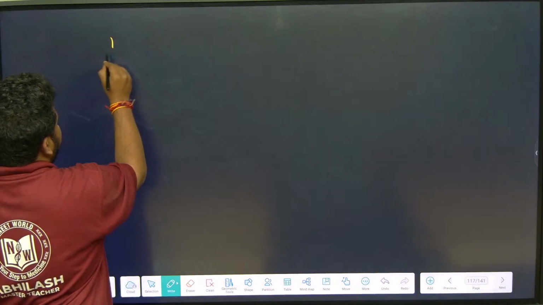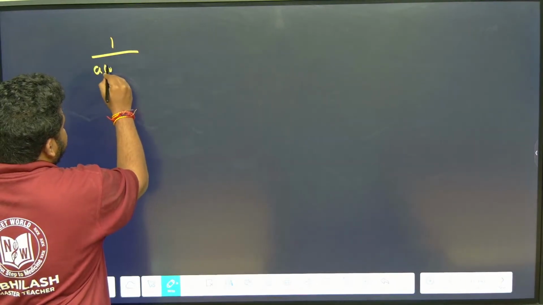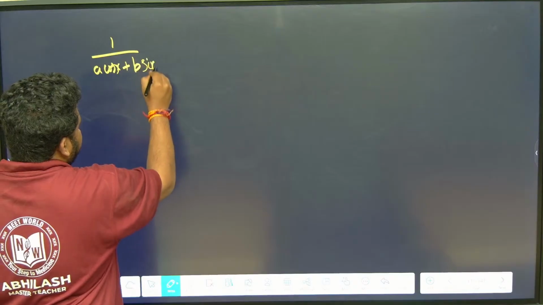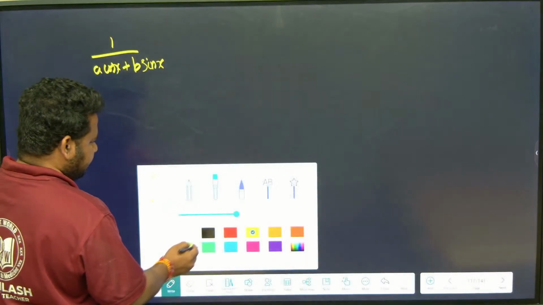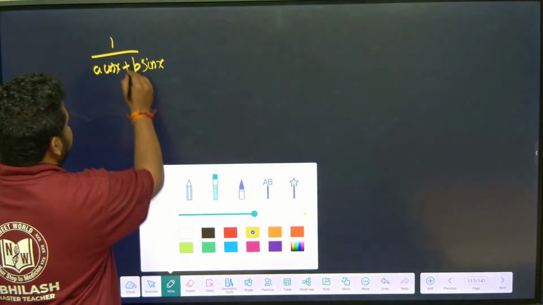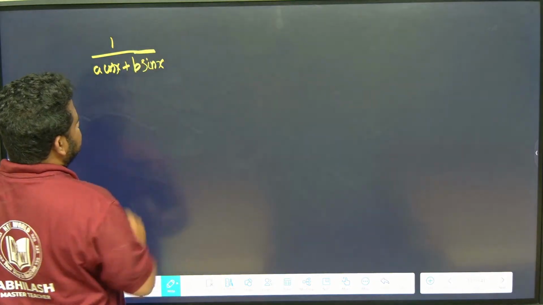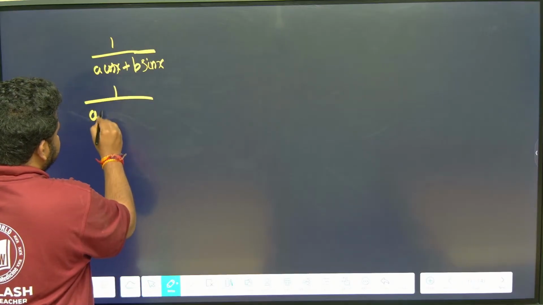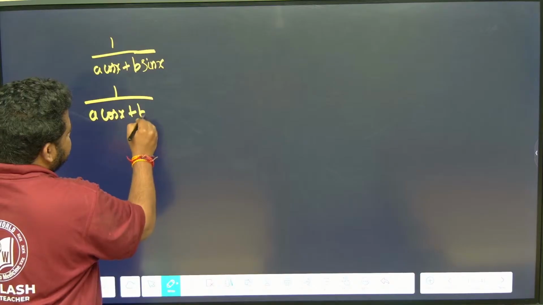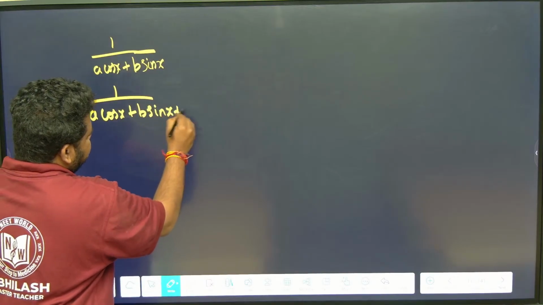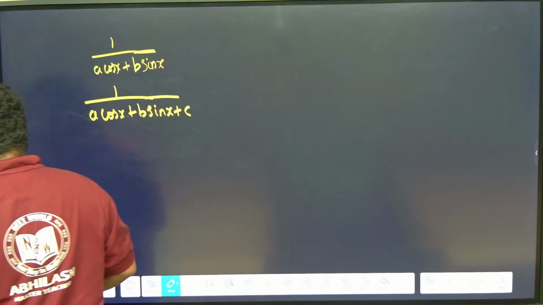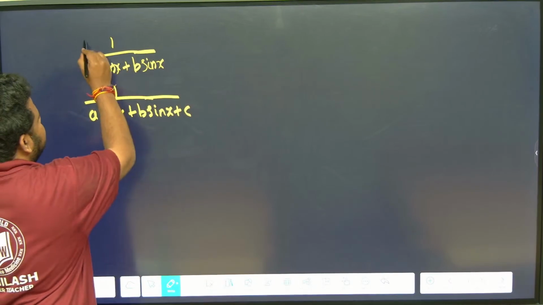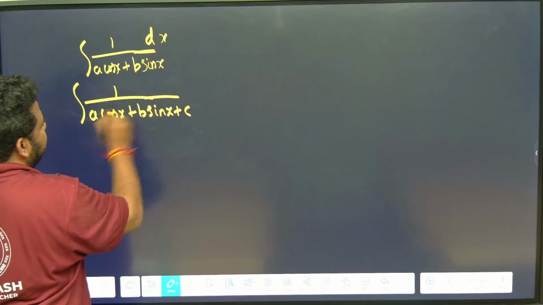First, if it is given like this, 1 by a cos x plus b sin x. So a cos x plus b sin x is given in the denominator. Another type is 1 by a cos x plus b sin x plus c, if it is given like this. Here the numerator is 1, and the integral of dx is given.